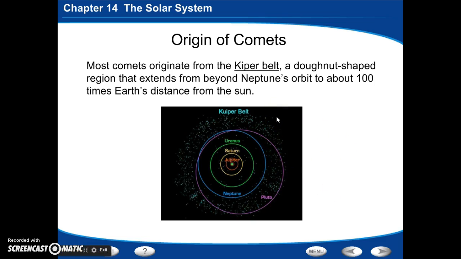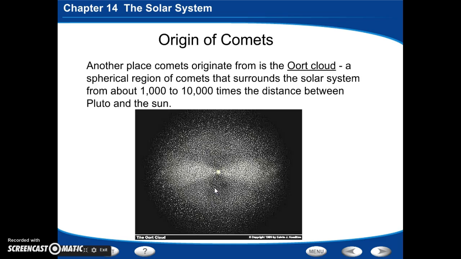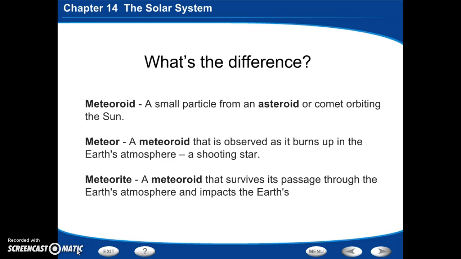Most of the comets that we know of come from the Kuiper belt, which is right outside Neptune's orbit. And then we have the Oort cloud, which kind of encapsulates the whole solar system, and it's just outside of Pluto. So what's the difference here?